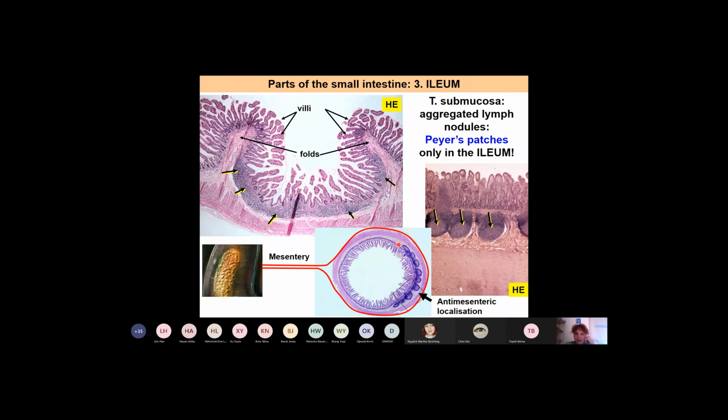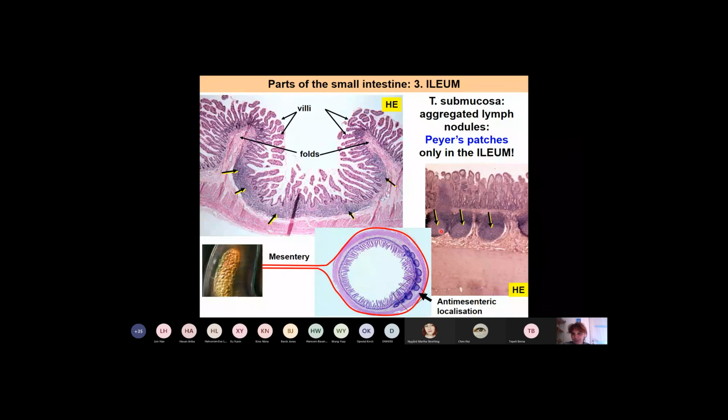They are only found at the so-called anti-mesenteric part of the gut wall. What it means, you will learn in anatomy. So the mesentery is this double layer of the peritoneum which connects the posterior abdominal wall with the intestine and fixes the intestines, and then the mesentery and the peritoneum will then cover the small intestine. And yes, on the opposite side of the mesenteric end, you will always see these Peyer's patches.